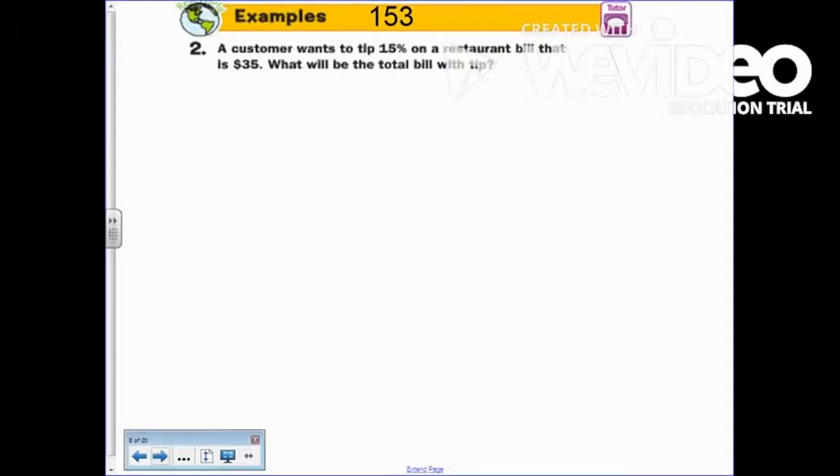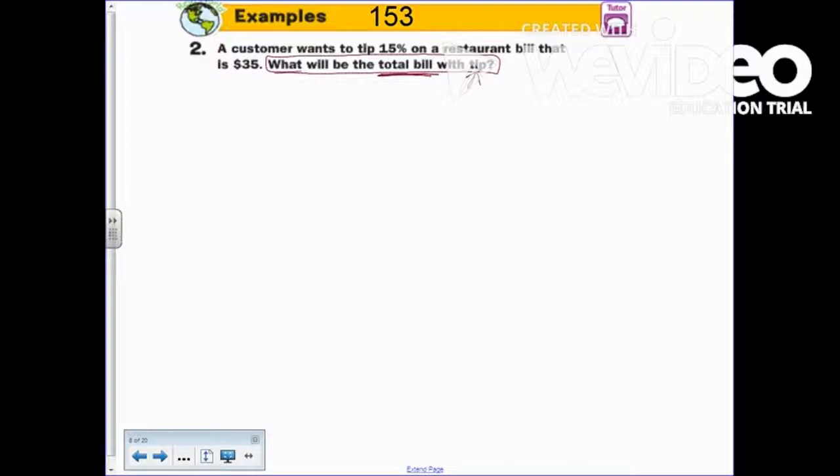A customer wants to tip 15% on a restaurant bill that is $35. What will be the total bill with tip? Now, I'm going to change this problem up a little bit. Even though it asks for the total bill, we're going to just find the tip. The reason is that when you go into a restaurant, you don't find the total bill at first. You have to find that tip on its own because that's what you're going to pay extra. The computer's not going to tell you what to pay. You're going to have to figure that out.